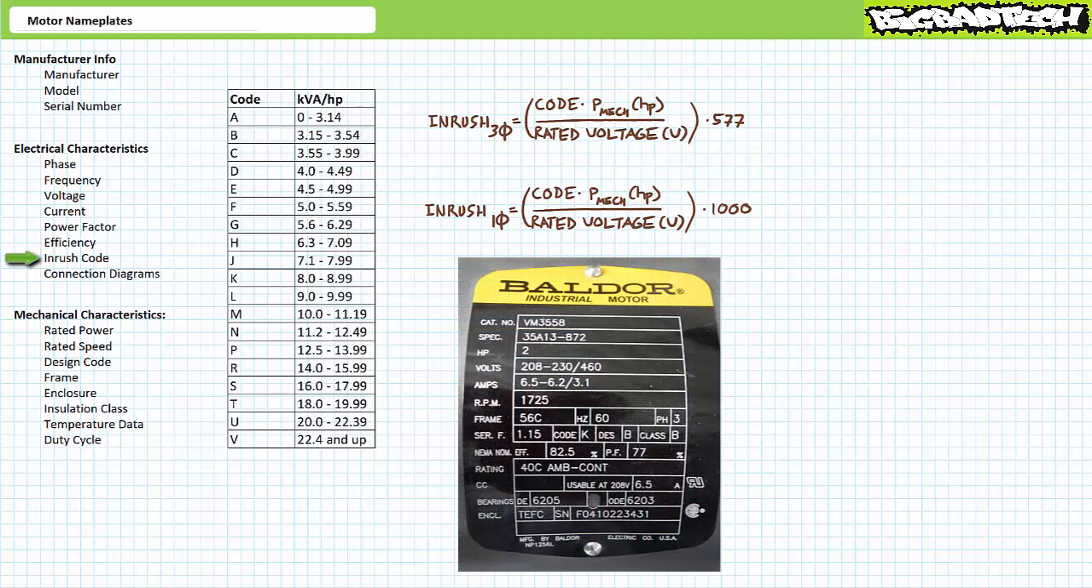Consider the previous 2 horsepower motor rated for 460 volts in a high voltage configuration with code K. In the high voltage configuration, we know it draws 3.1 amps. If we just wanted a quick estimate about inrush, we could say it's going to draw roughly 6 times 3.1 amps, or roughly 18.6 amps. This is an okay estimate. However, the inrush code can give us a much more accurate result.